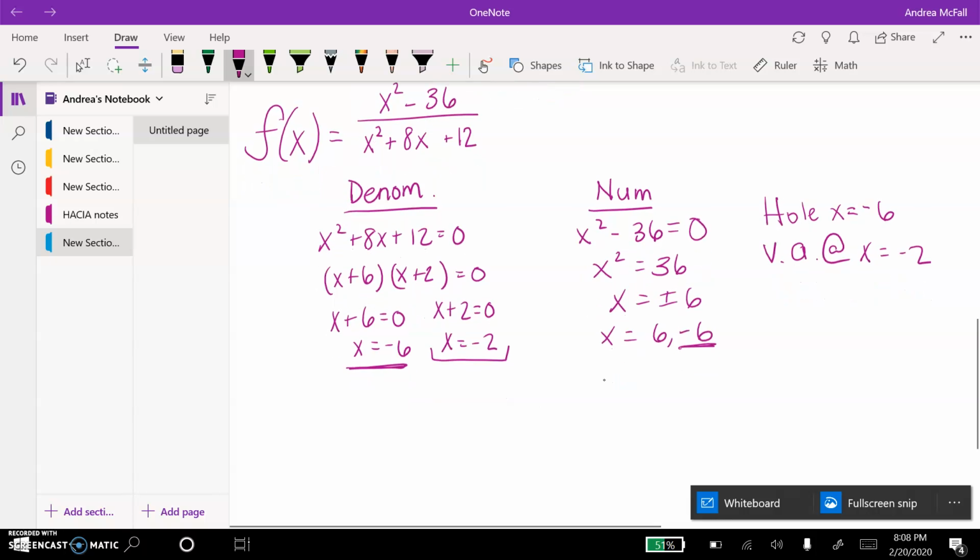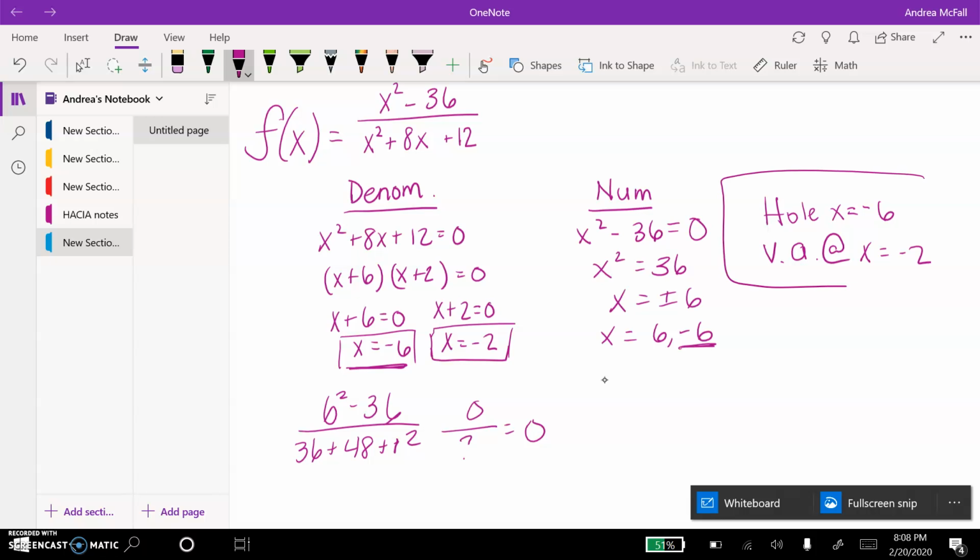If I plug in 6, I get 6 squared minus 36 over 36 plus 48 plus 12. And it doesn't even matter what I get in the denominator because I get 0 over who knows what. But I can divide 0, so I get 0. That's a valid answer. Whereas if I were to plug in -6 or -2, I would be dividing by 0. And I can't divide by 0. So my answers would be hole at x equals -6, and vertical asymptote at x equals -2.